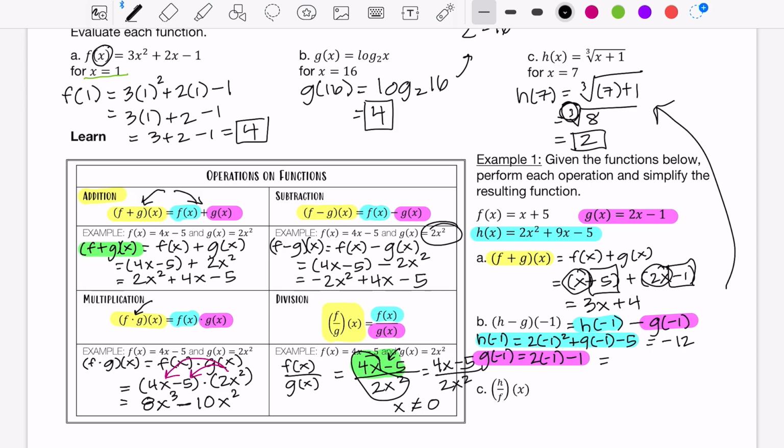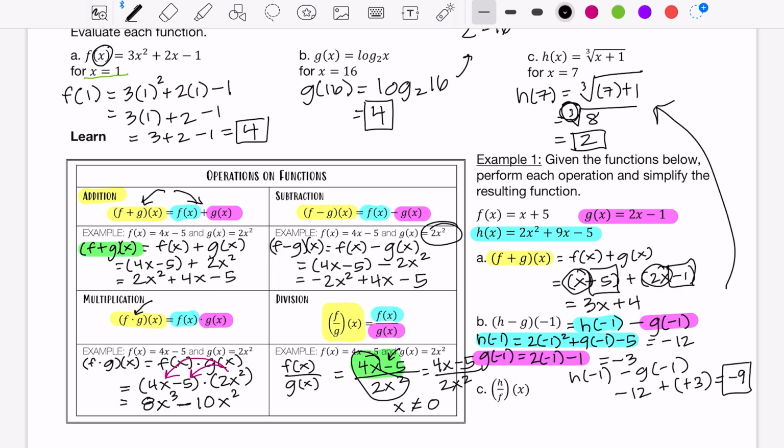is negative 3. So when I set up my subtraction for h of negative 1 minus g of negative 1, that's going to be negative 12 minus negative 3. So I know I normally say if it only has two terms, put it in parentheses, but that rule also applies if your term is negative. Put it in parentheses so that you do see your double negative, and that ends up being negative 9.